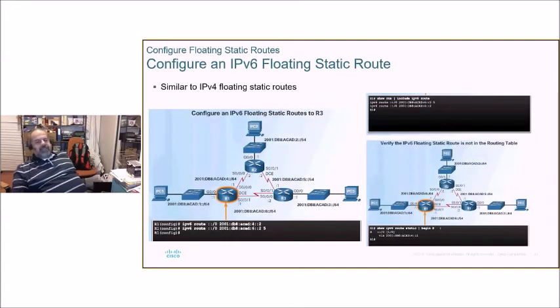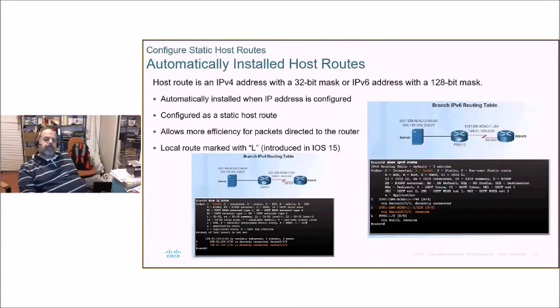And so IPv6 works exactly the same. Just put the admin distance on the end, just like that one. You can put in host routes as well. And so, of course, a host route is a 32-bit mask with IPv4, and of course, a 128-bit mask for IPv6. So a local route, of course, is what it will come up with.